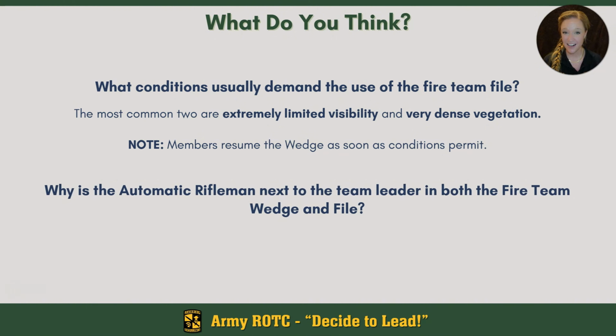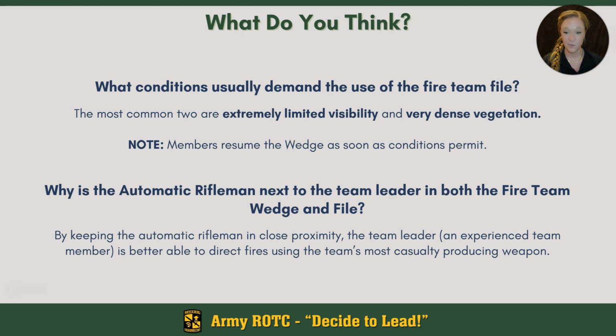So why is that automatic rifleman next to the team leader in both the wedge and file? Well, it's about control. By keeping that automatic rifleman close to the team leader, who is an experienced team member and has been through all of these different weapons, they're better able to direct fires. Because remember, that automatic rifle is your most casualty producing weapon. So you want that close and within good control so that you can actually direct which way it's going to go.